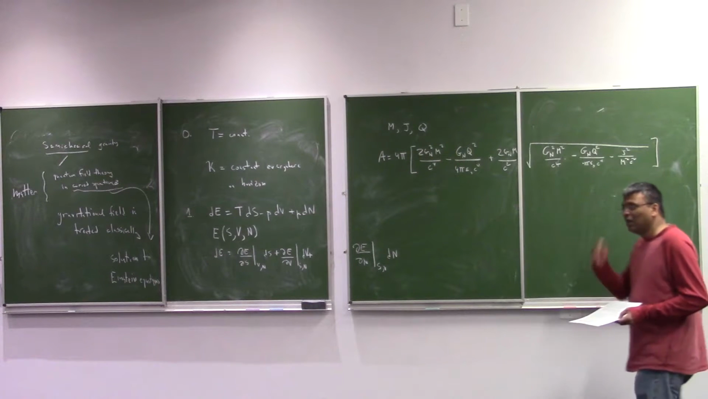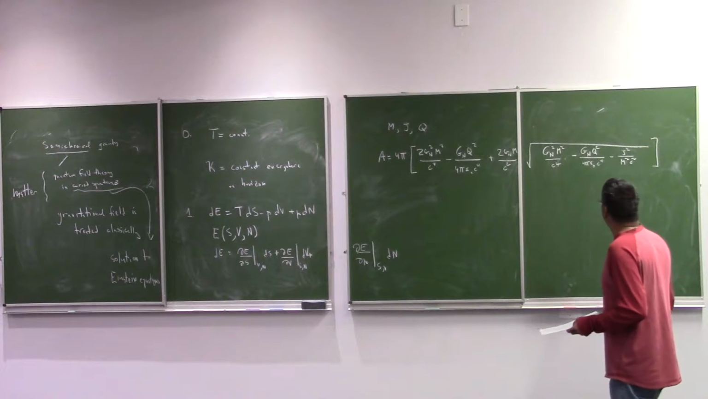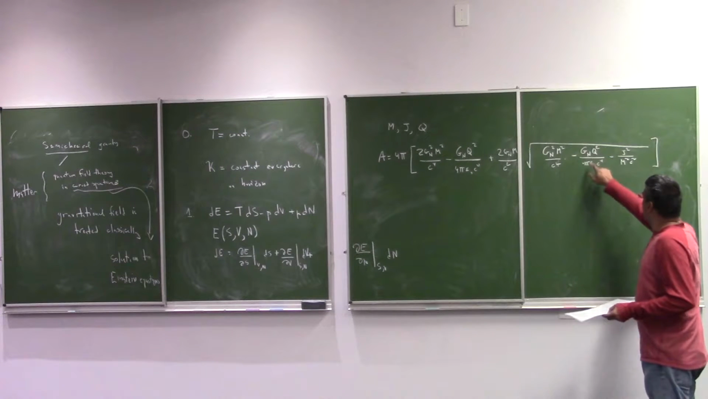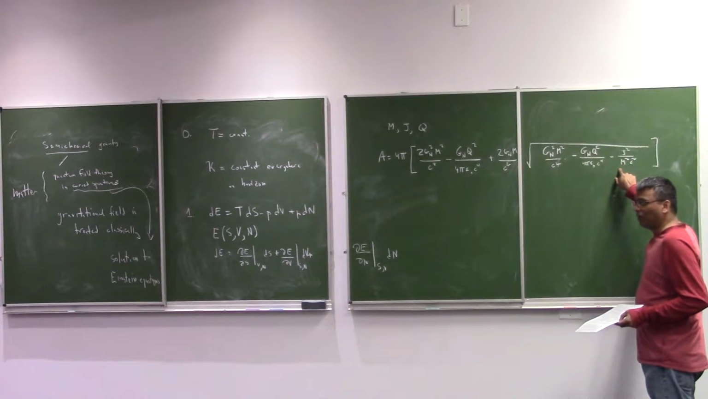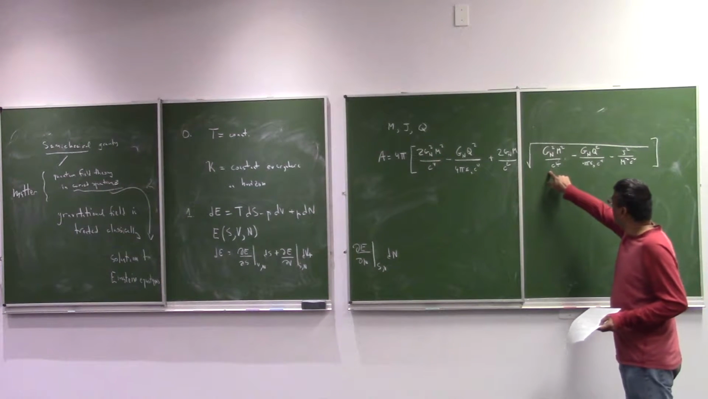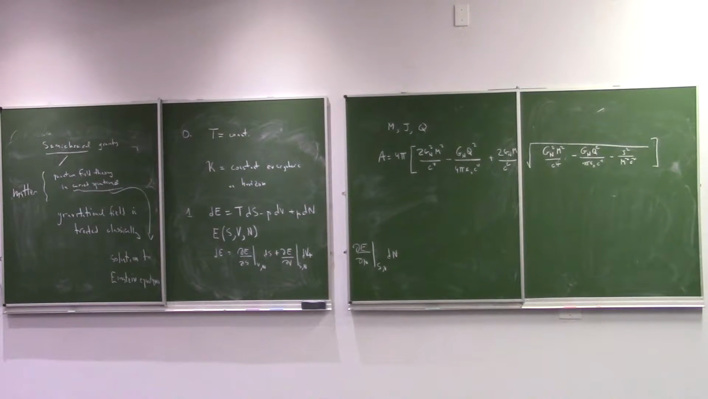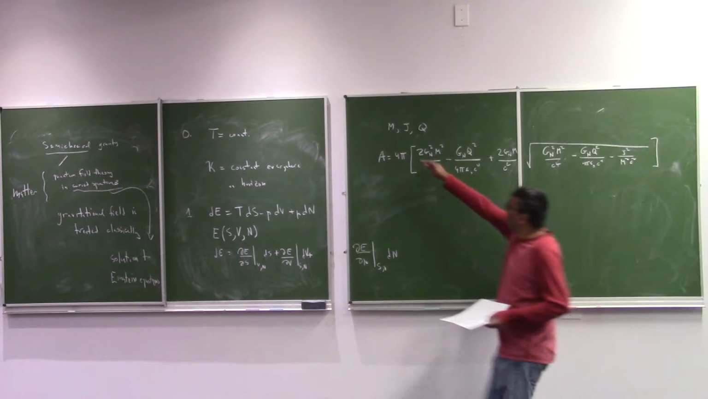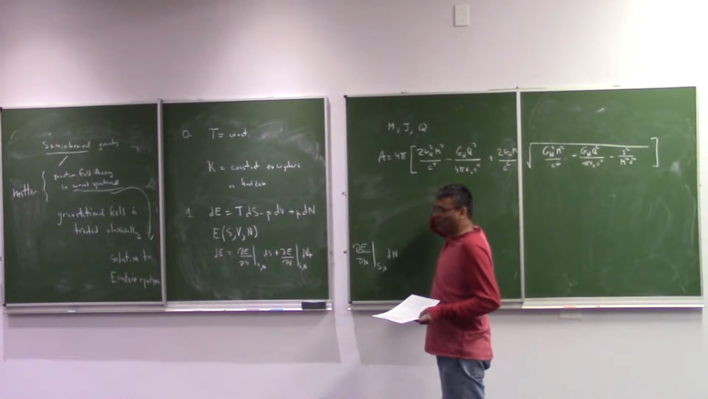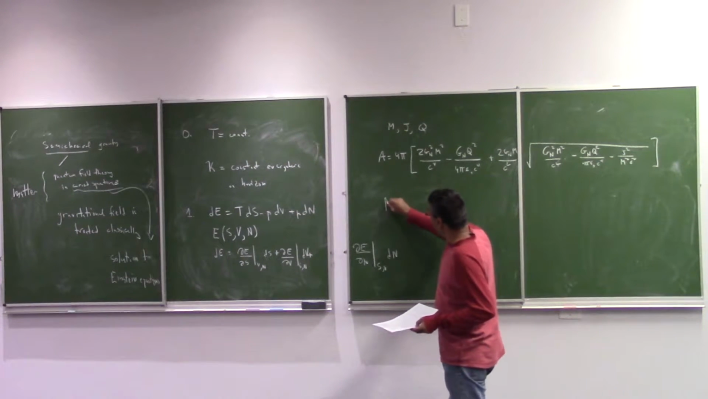Can you read out the square root? J squared over M squared c squared, G_N squared M squared over c to the 4th. I'll distribute notes, don't worry about it. It's just some function. The details don't matter. I just want to emphasize the area is a function of M, J, and Q. This function can be inverted.